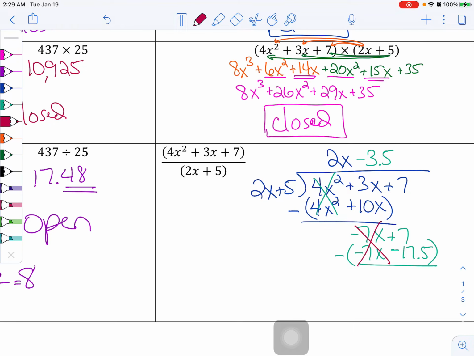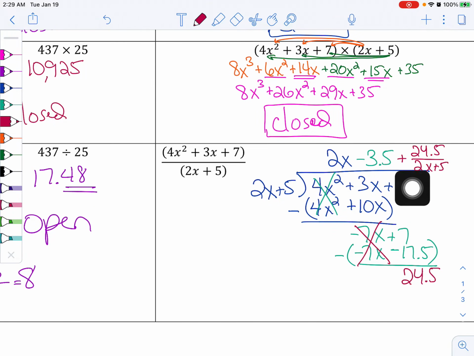So those two terms will cancel. And then this is going to be 24.5. So plus 24.5 divided by 2x plus 5. Okay, so a little long division here. Kind of goofy with the decimal. That's okay, it happens. The bigger problem is that we have a remainder here.